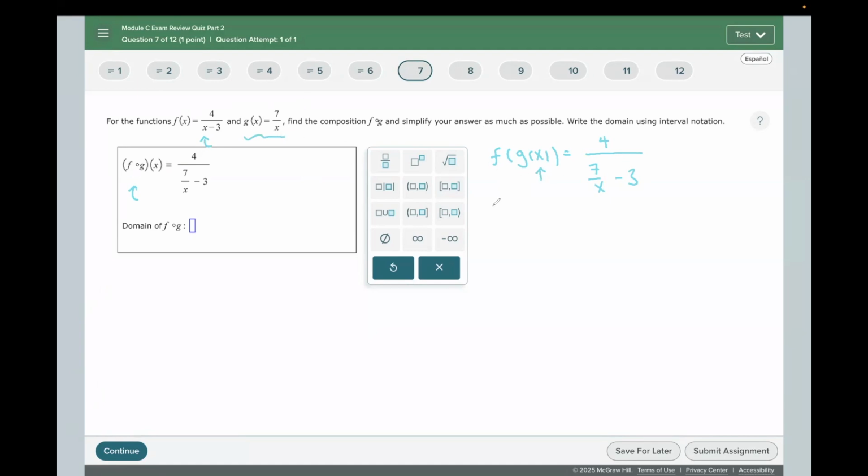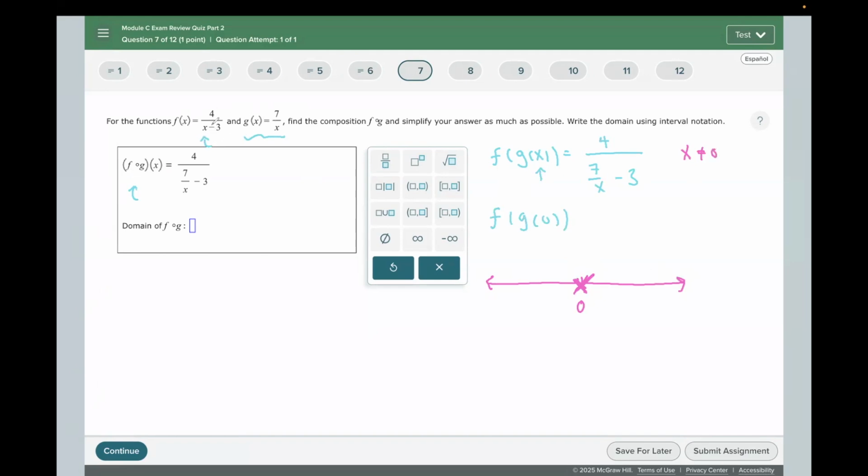X can't be 0 because if I do f of g of 0, well, g of 0 is not defined, right? Because it has a 0 in the denominator. So if I'm looking at my number line, let's put 0 here. I need to throw away 0. So I'm going to mark an X everywhere I need to throw away values. So X can't be 0.